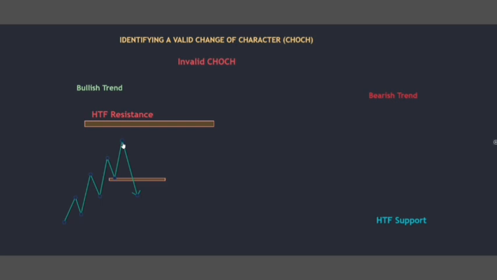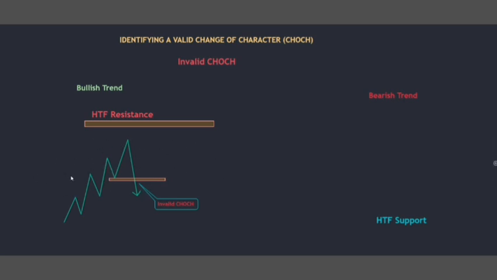It has to be price action that touches our area of value at a higher time frame, in this case the resistance. But we see that the higher high has not touched the resistance at the higher time frame. It is just hanging here. So this change of character is invalid. We will not take any action here.